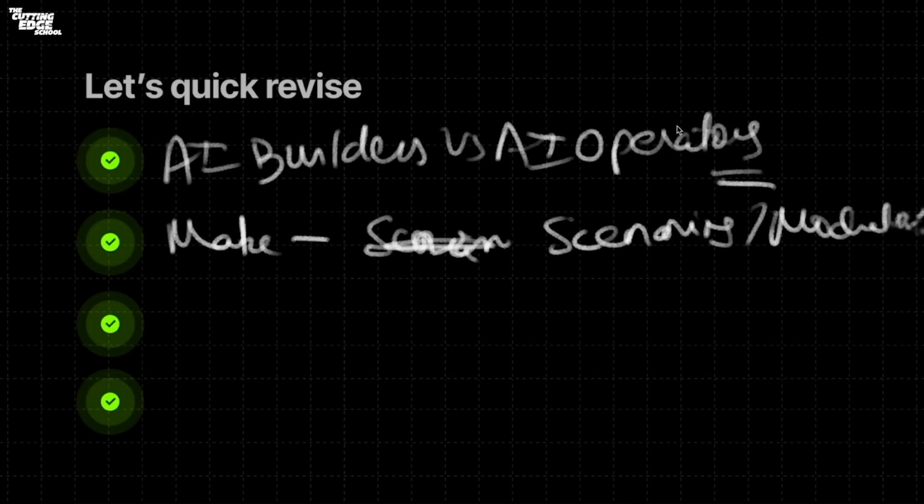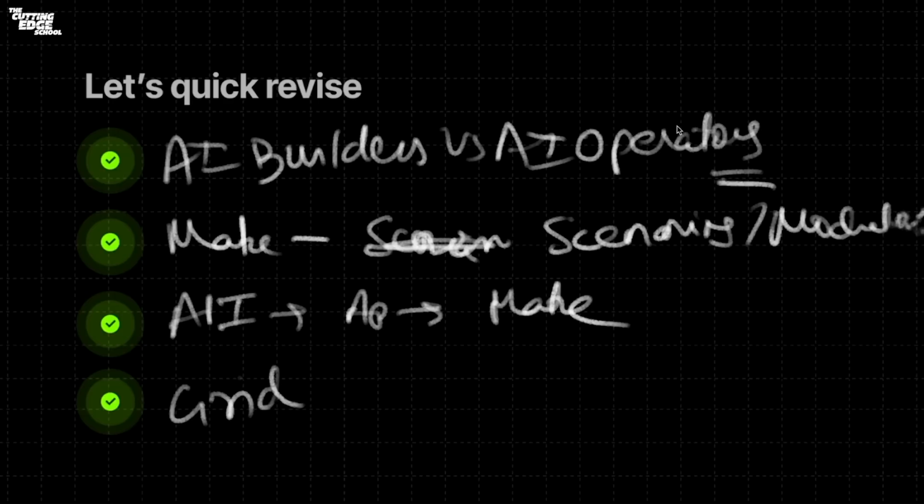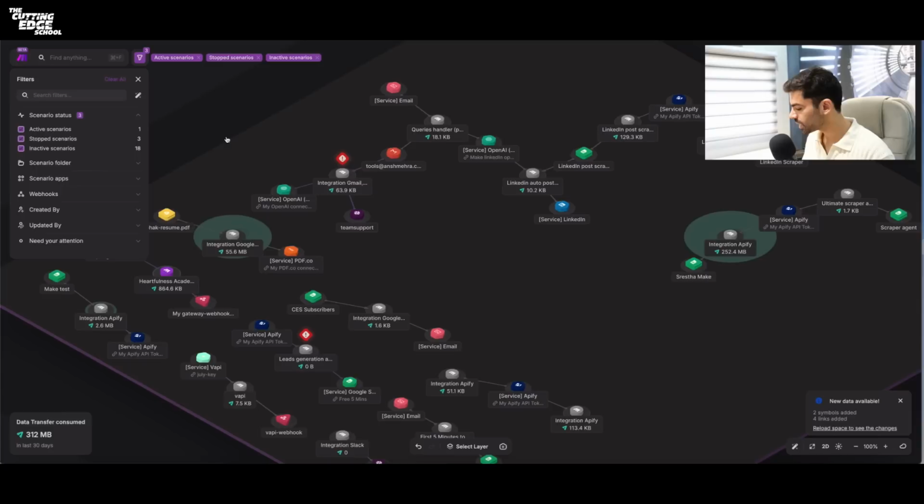We understood that Make has scenarios and modules. I showed you how you can connect your API from Apify to your Make. And in the end, I also showed you how Make Grid can actually help you simplify a lot of your troubleshooting problems.